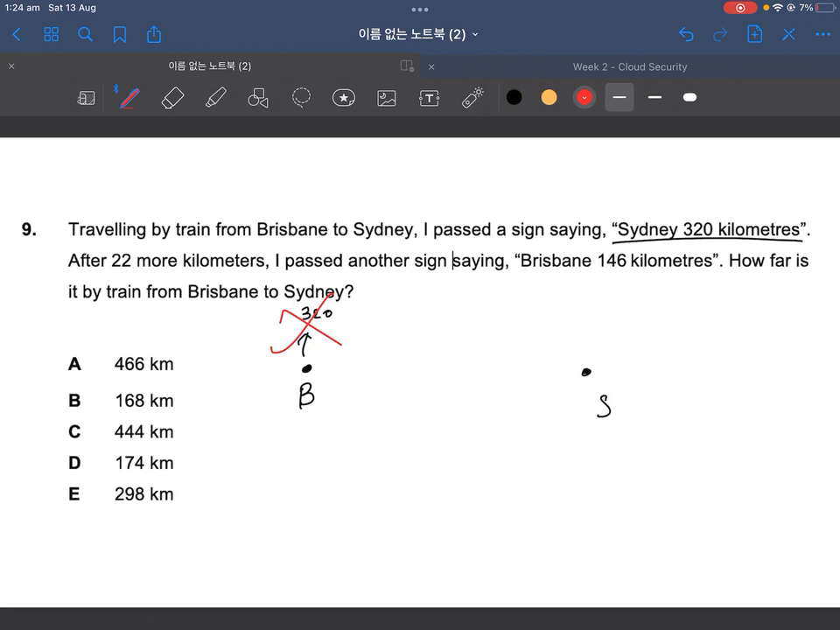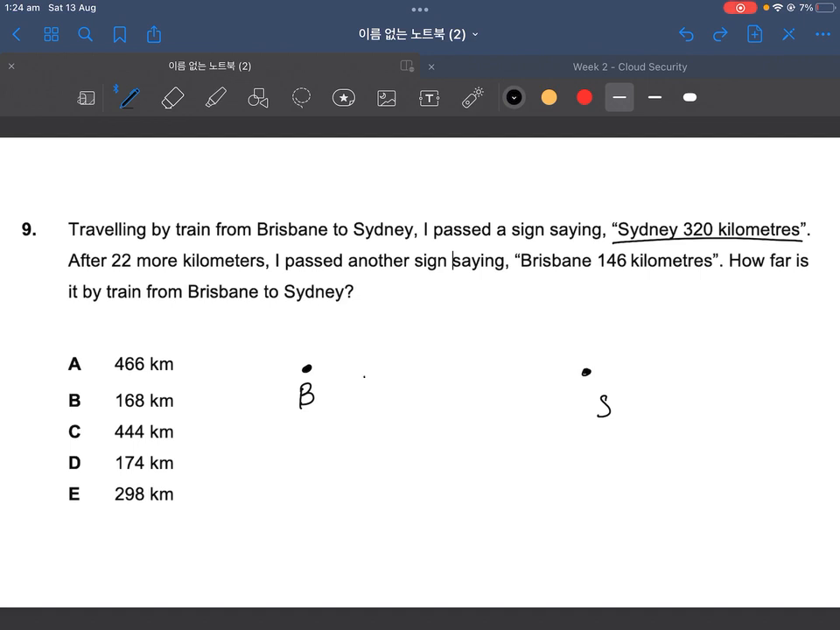We weren't told that. We weren't told that as soon as I started traveling, I saw 320. So we can't say that's how far Brisbane is from Sydney. So we cross that out. That's a wrong assumption. In fact, the sign might be somewhere here along the track. We actually don't know. But that just makes us go with the information we do know.